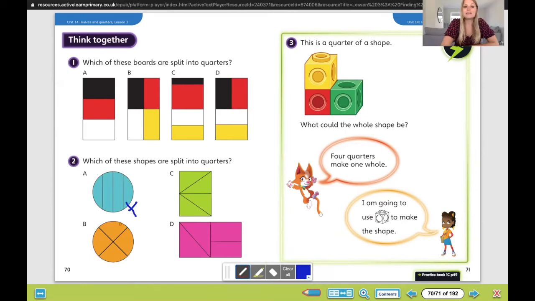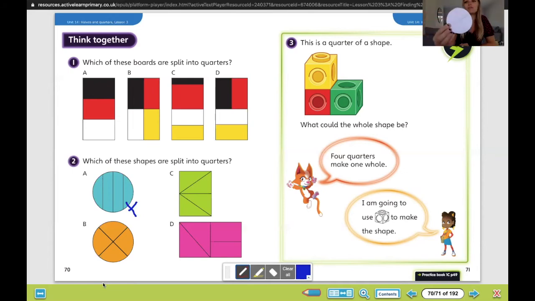So as you can see, there's another circle here for B. Now, are there 4 parts? 1, 2, 3, 4. Yes, there are. And is each part equal? Are they all the same? Now, if I get to a question like this and I'm not sure, what you can do is you can actually draw out the shape yourself.